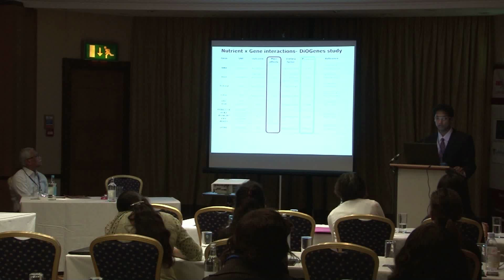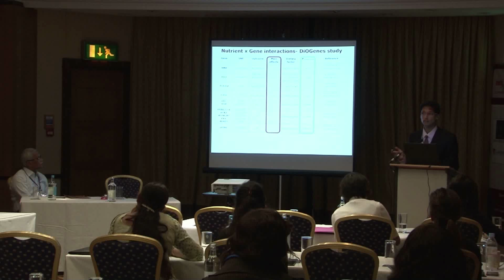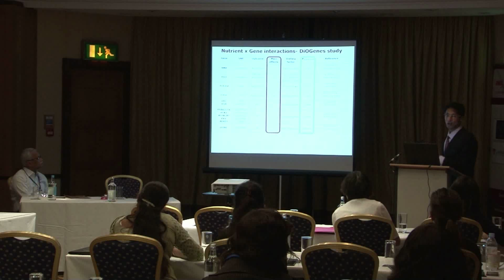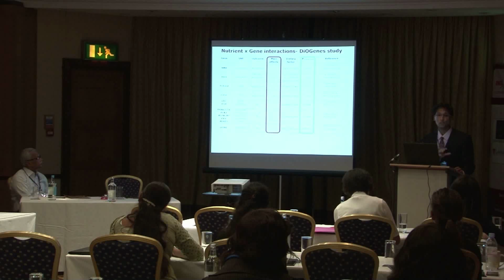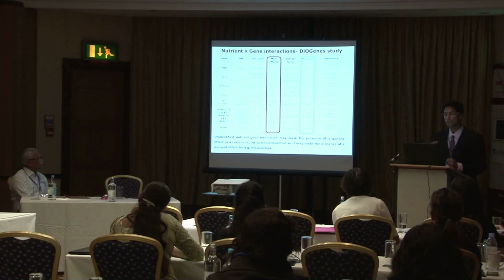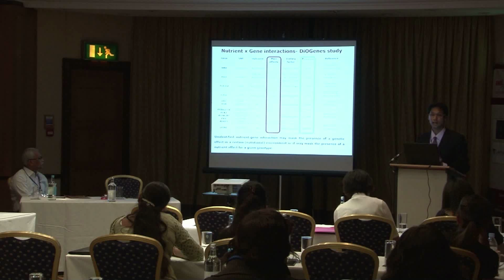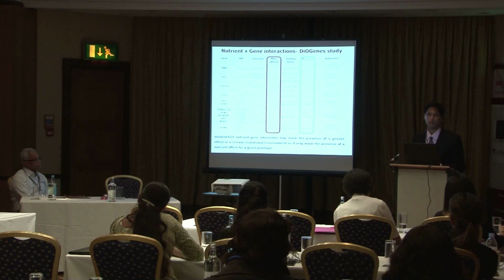So this clearly shows that even if the main effects are not significant, it does not mean that the gene doesn't have a role to play in obesity. Maybe there are some hidden gene-diet interactions going on which are masking the true effect of the gene on obesity. So unidentified nutrient-gene interactions may mask the presence of a genetic effect in a certain environment or vice versa. And this is exactly why we do the nutrigenetic analysis or gene-diet interactions, in order to understand the true role of the gene in obesity or any metabolic trait.